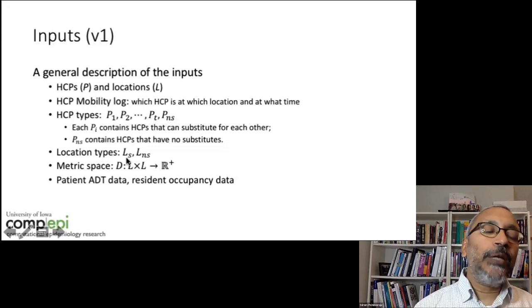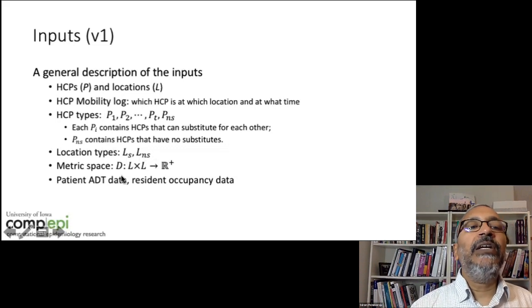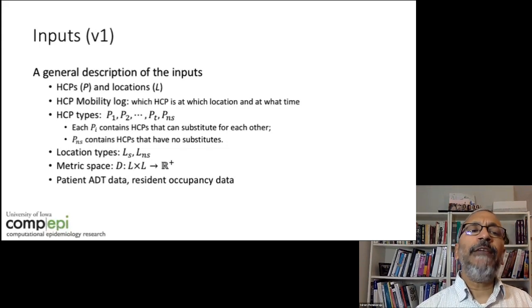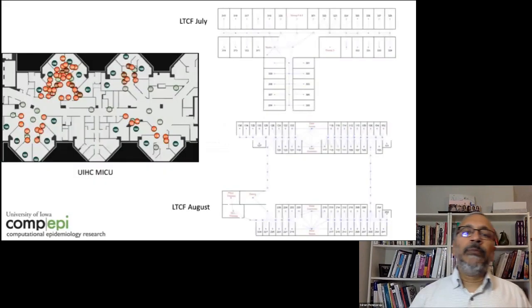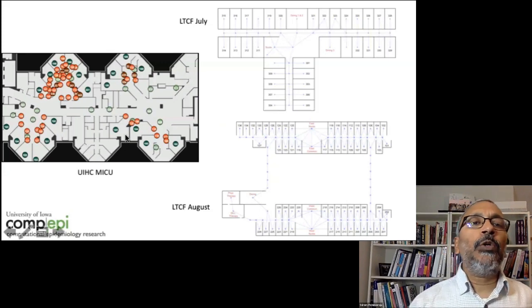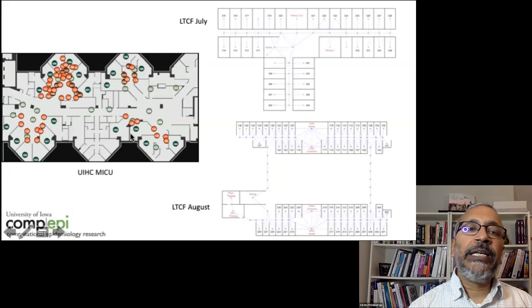We also have locations partitioned into 2 types, those that can be rewired and those that can't be rewired. There's a metric space imposed on top of this set of locations. And we also have patients or residents who are occupying these rooms. And the results that we obtain finally, they come from 3 facilities. The UIHC MICU, that's the figure that's shown on the left. But along with that, we also instrumented a couple of long-term care facilities in Atlanta in the summer of 2019. And so we use these methods on the data that we obtained from these long-term care facilities as well.